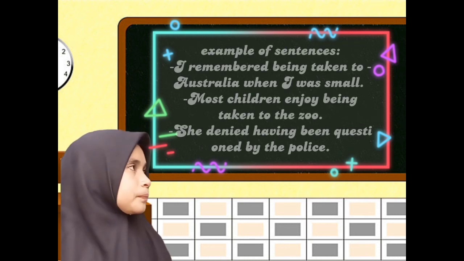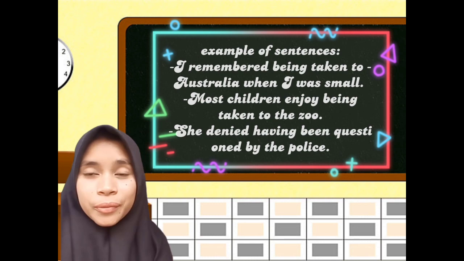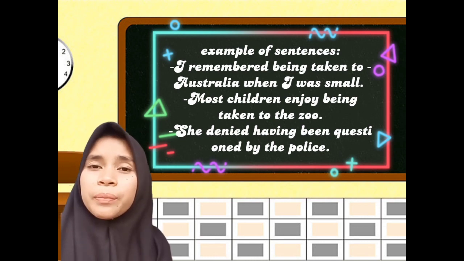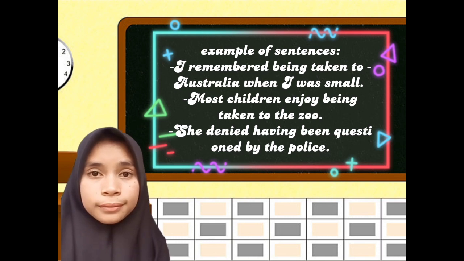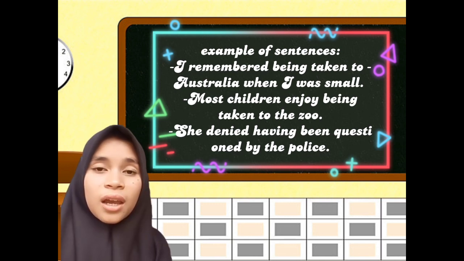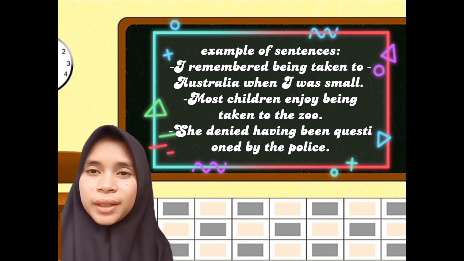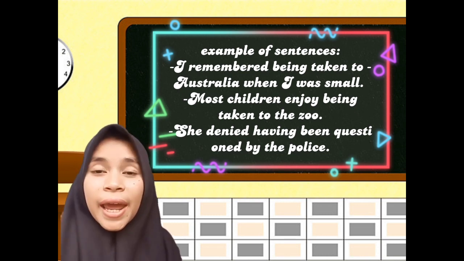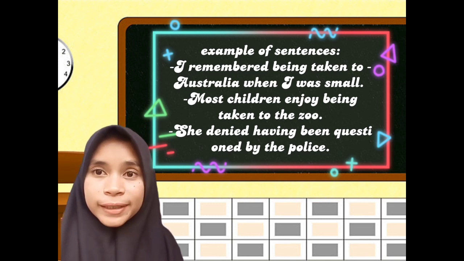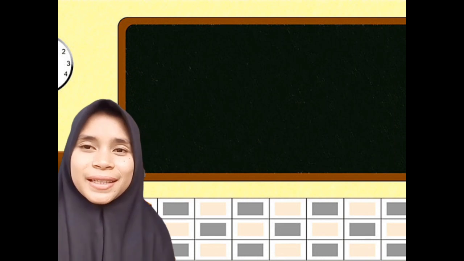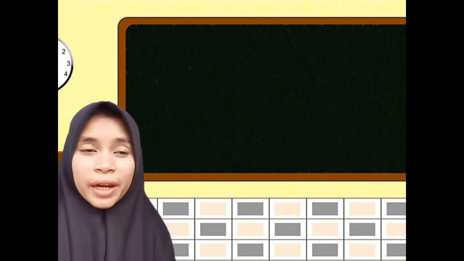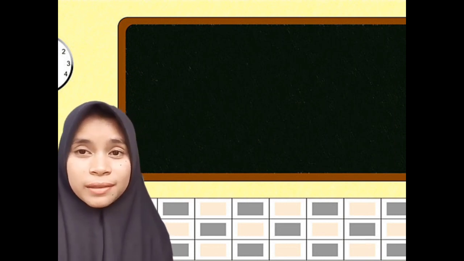And this is, let's read together. I remembered being taken to Australia when I was small. Next, most children enjoy being taken to the zoo. And last, she denied having been questioned by the police. So that's the example of perfect gerund and passive gerund.